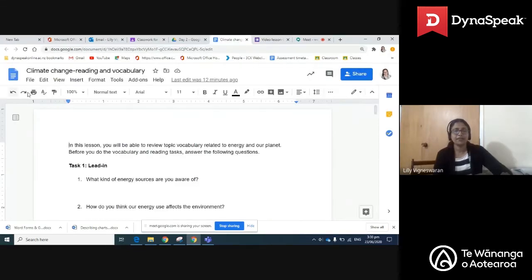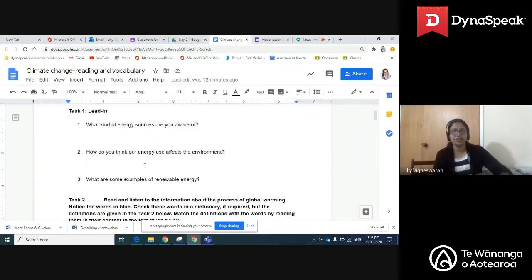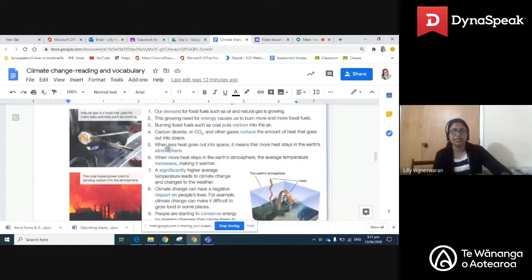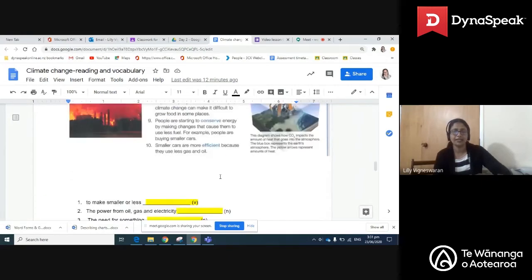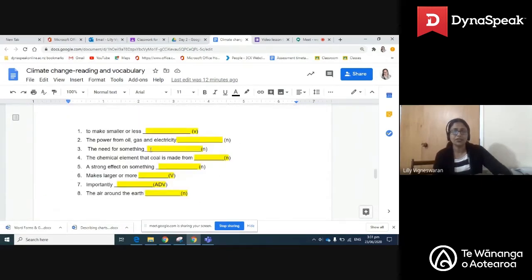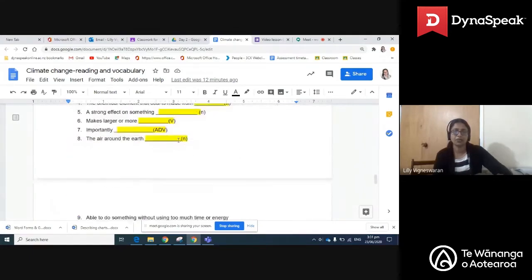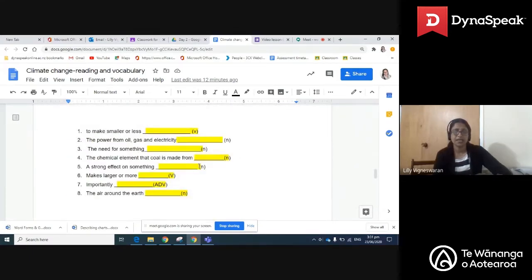And you have this climate change related reading and vocabulary lesson, where you have some questions that you can answer based on whatever you already know about the topic. Then you have a short reading text which gives you some practice with vocabulary. Some words are in blue color, and there are meanings, the definitions, for those words. You have to read those sentences and match the words with their definitions here.